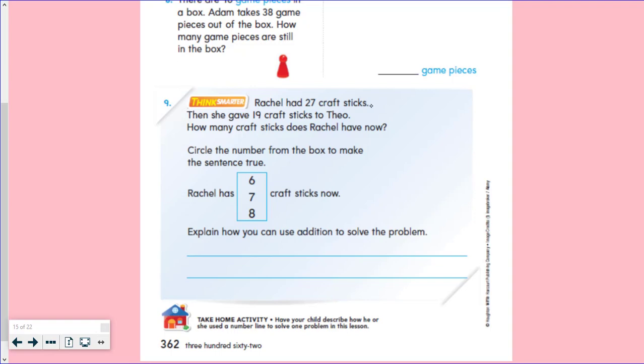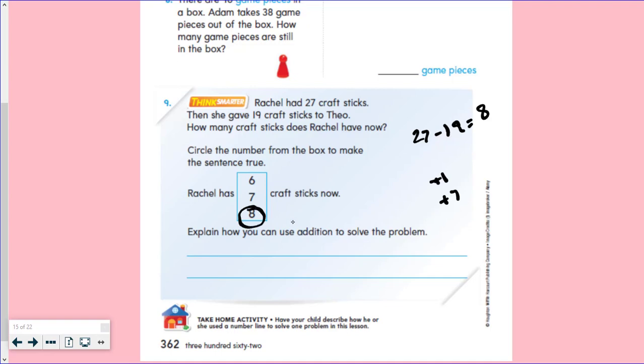So I'm going to think without my hundreds chart. Okay, so right, 27 minus 19. That's what we have to solve. All right, so if I think 19 to 20 is 1 hop, that's why I'm putting a plus 1. And then 20 to 27 is 7 hops. So that means 27 minus 19 equals 8. So Rachel has 8 craft sticks now.